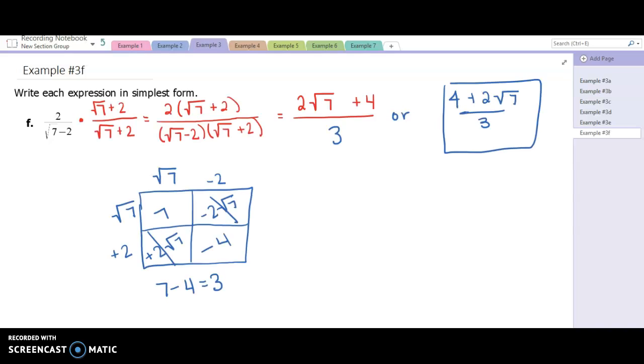All right, so for example 3, this is what you should have gotten. You should have multiplied it by a conjugate, which is square root of 7 plus 2. When you do that, you get 2 square root of 7 plus 4 on top. And then when you FOIL all this out, or if you put it in the box, whatever, and multiply it together, you will get 7 minus 4, which is just a 3. So this or this would be fine. Either one of those would be sufficient.